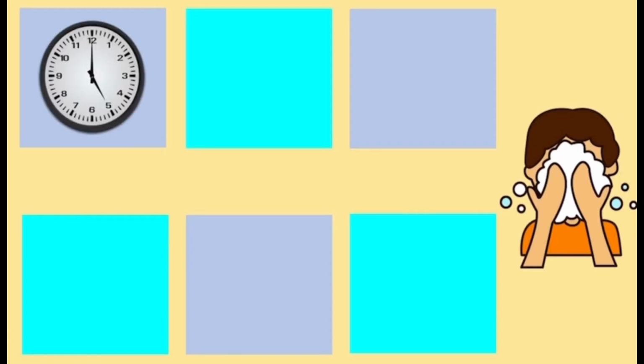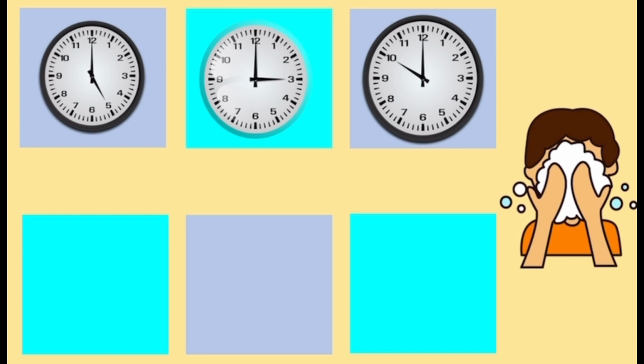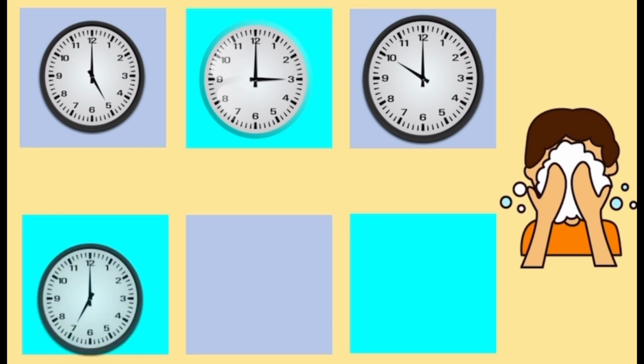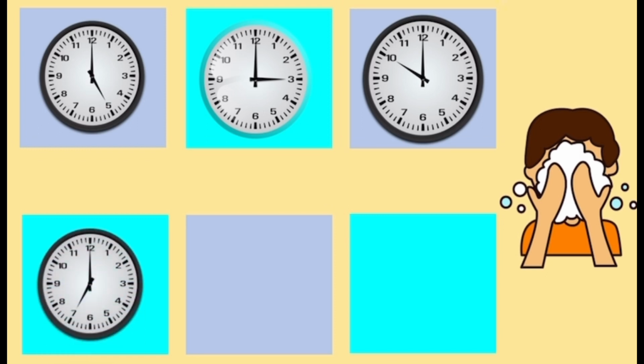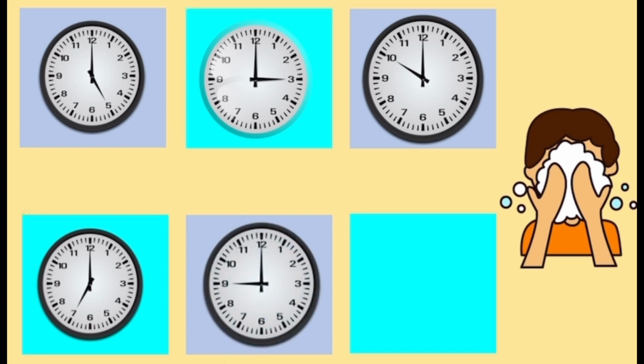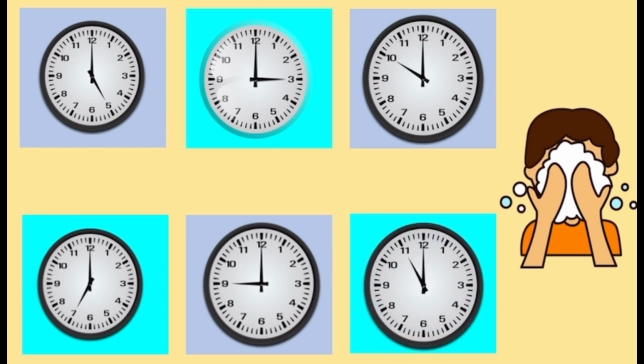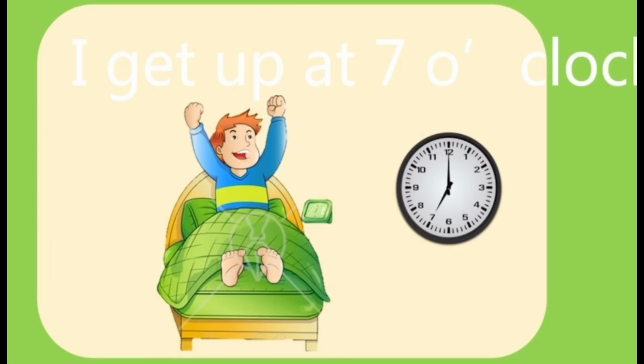What time is it? It's 5 o'clock. What time is it? It's 3 o'clock. What time is it? It's 10 o'clock. What time is it? It's 7 o'clock. What time is it? It's 9 o'clock. What time is it? It's 11 o'clock.